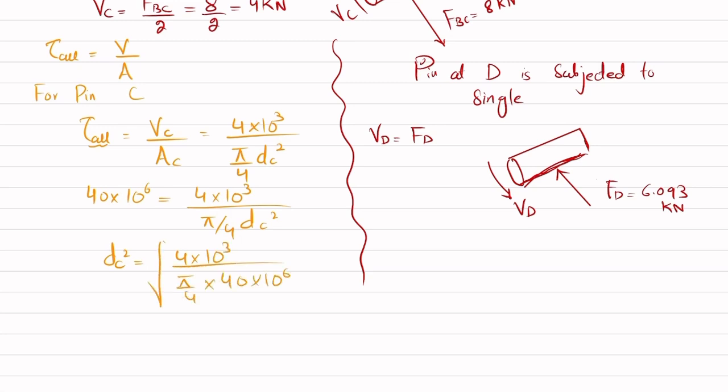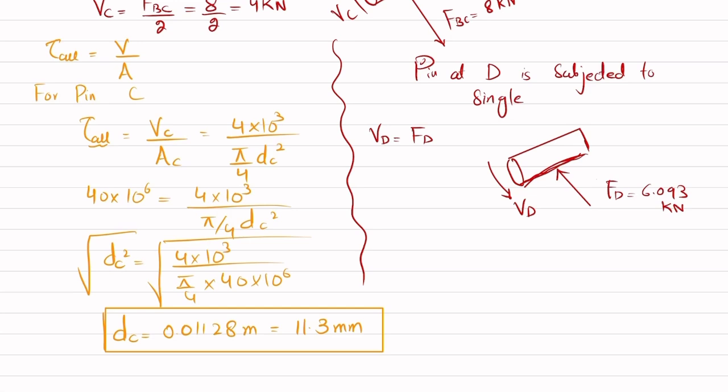And if you take square root on both sides, you will get that the diameter of pin at C, dC, will be equal to 0.01128 meter, or in millimeter it will be equal to 11.3 millimeter. Now we'll find the diameter at pin D.